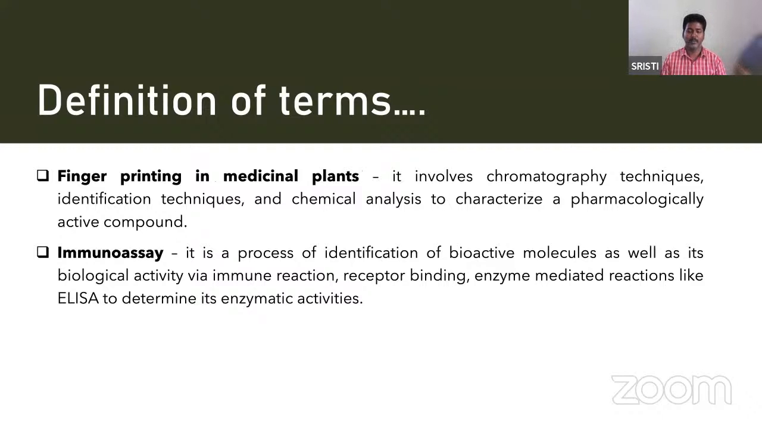Next one is fingerprinting in medicine. Fingerprinting means there are different techniques, chromatographic techniques, different identification techniques, and chemical analysis that are used to categorize and characterize the bioactive compound, called fingerprinting of medicinal plants. And immunoassay. Immunoassays are used normally if you're looking for proteins or enzymes as the active molecule. Then we use different methods to identify that biological activity, like ELISA methods or receptor binding methods or immune reaction methods, using antibodies. Okay, these are called immunoassays.